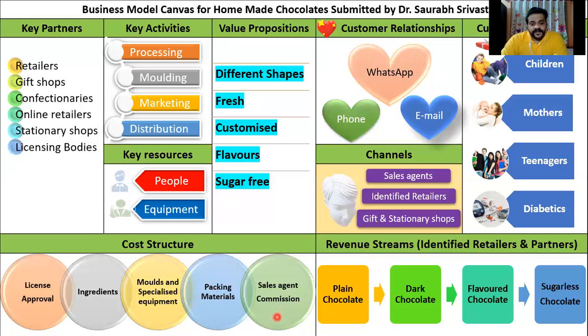And finally, the sales agent commission, which will be given to those sales agents who will be selling the product. The commission may, as I said, range between 10 to 15% of the sales they are doing. For that, I'll design a slab for them. So this is all that I have for my cost structure, and this in totality is my business model. I hope I have been able to make my model simple and understandable to all of you.